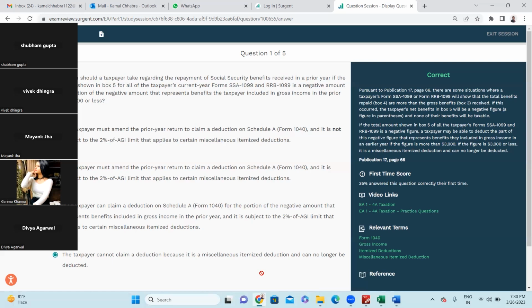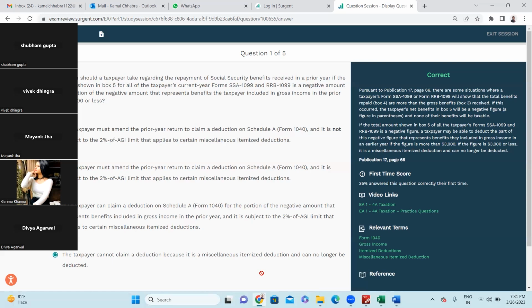If the total amount shown in box 5 of all the taxpayer's forms is a negative figure, the taxpayer may be able to deduct the part of this negative figure that represents benefit included in gross income in an earlier year if the figure is more than $3,000. If it is less than $3,000, it is a miscellaneous itemized deduction and can no longer be deducted, because the 2% provision went out in 2020 itself. So from the last 2 years, this provision is no more.